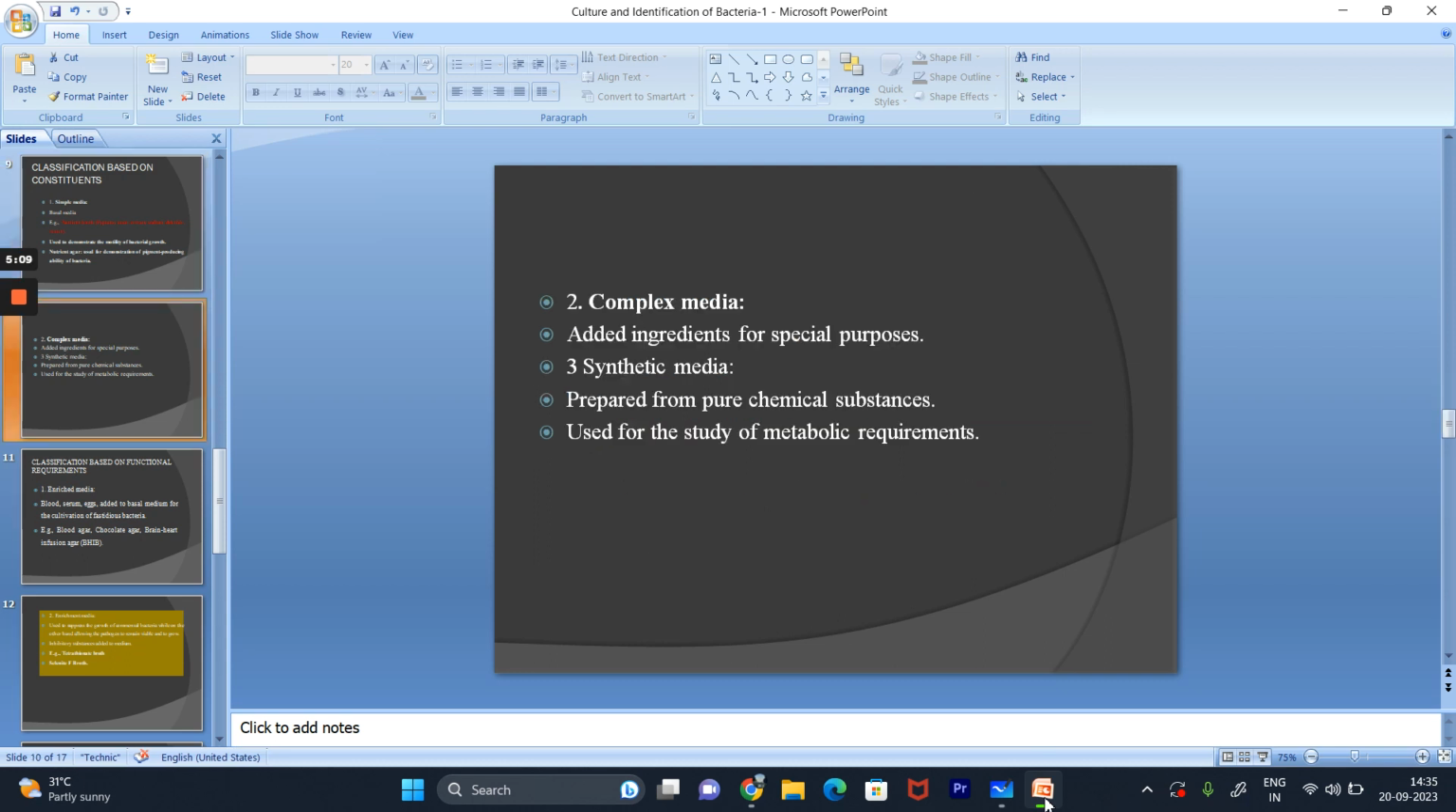Second one is the complex media. These media have added ingredients for special purposes, such as bringing out certain characteristics of bacteria or providing special nutrients for the growth of the bacterium under study. Third one is the synthetic media. These media are usually prepared from pure chemical substances, and the exact composition of the medium is fully documented. They are used for various special studies, such as the metabolic requirements needed by the bacteria.